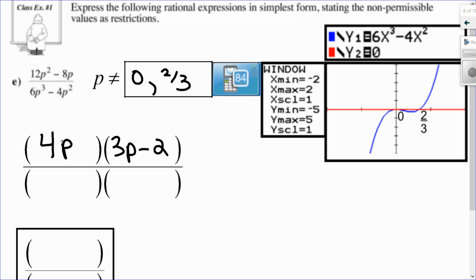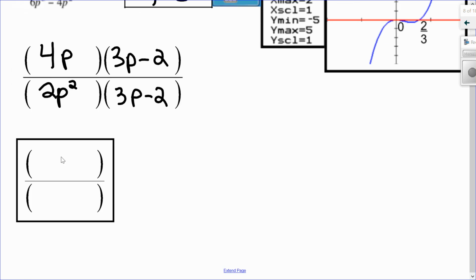Okay, in the denominator, 6 and 4 have a greatest common factor of 2. P cubed and P squared, I'm going to go with the smaller of the two, which is P squared. So 6 divided by 2 is 3. P cubed divided by P squared is P, because 3 take away 2 is 1. Take away, 4 divided by 2 is 2. P squared divided by P squared is 1. So I can see what I end up with here. This cancels and this cancels. And then what I'm left with is really a monomial over a monomial.